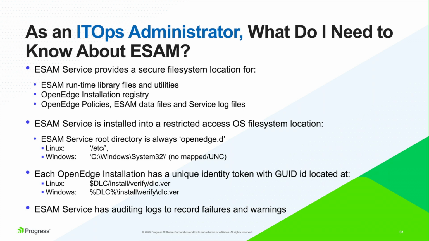Now, Shelley talked about the installation's token ID file. Here I list out that on Linux, it's in the installation's install/verify directory, and the file name is dlc.ver. It is a binary file. You cannot delete it, you cannot change it, you cannot copy it. In Windows, it's in the same location, only under the OpenEdge installation directory, but it's the same binary file.